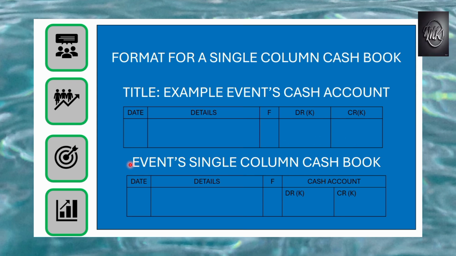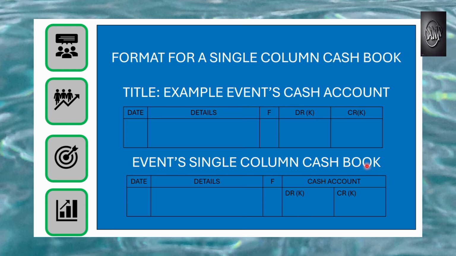And then alternatively, you can also write a single column cash book as follows. Events single column cash book. It should have the date column, the details, folio, and the name of the account, here you say cash account, debit, credit. You might have noted a slight difference in the title. In the first format, you would say Events cash account, where you have mentioned the name of the account. Here you don't mention it, you just say Events single column cash book.